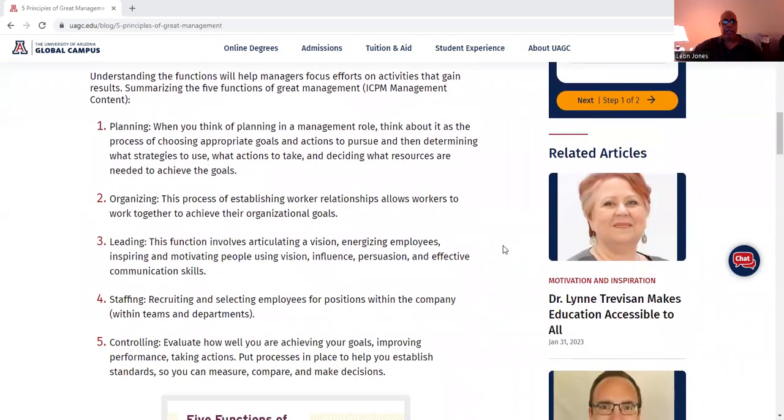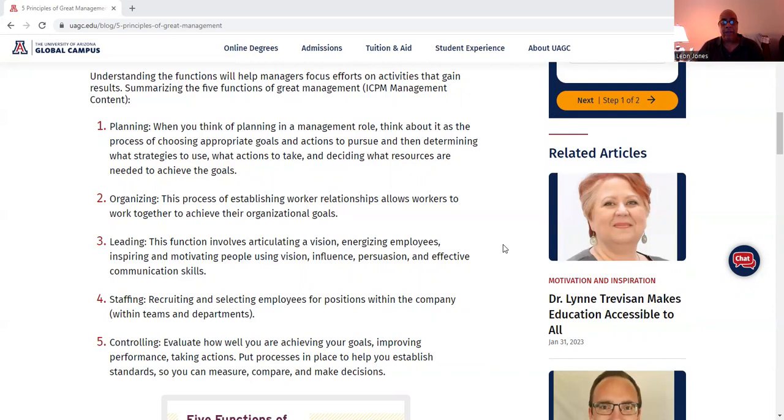Now, again, planning, when you think of planning in a management role, think about it as a process of choosing appropriate goals and actions to pursue, and then determining what strategies to use, what actions to take, and deciding what resources are needed to achieve goals. Organizing, the process of establishing worker relationships, allows workers to work together to achieve their organizational goals.